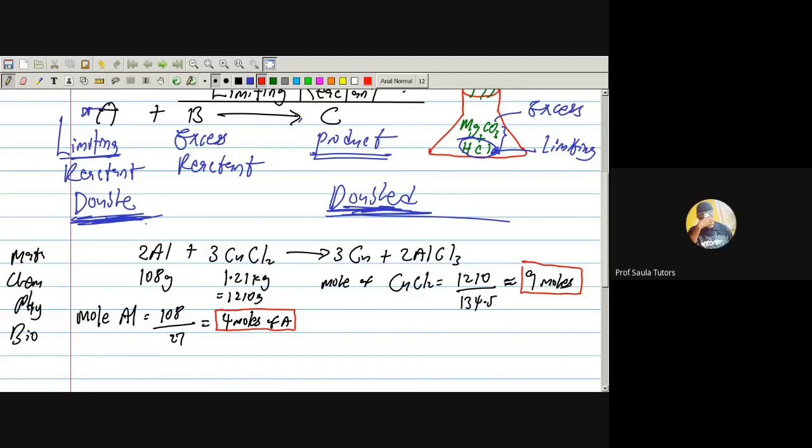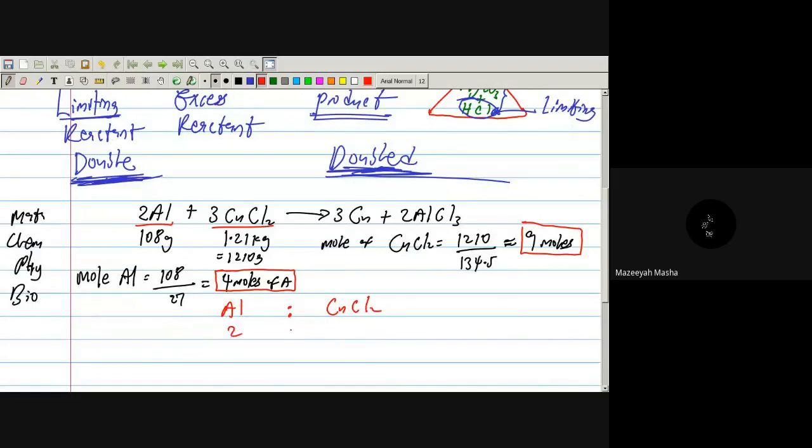Now, observe the mole ratio of these two that are reacting. What's the mole ratio, please? 2:3, right? Aluminium to copper 2 chloride, 2:3. Yes, 2:3.